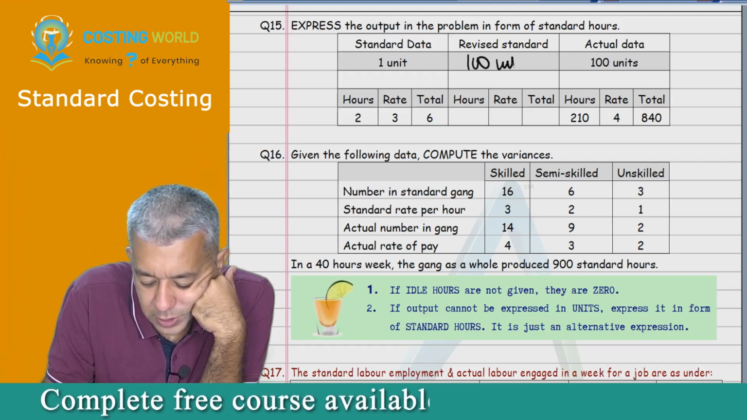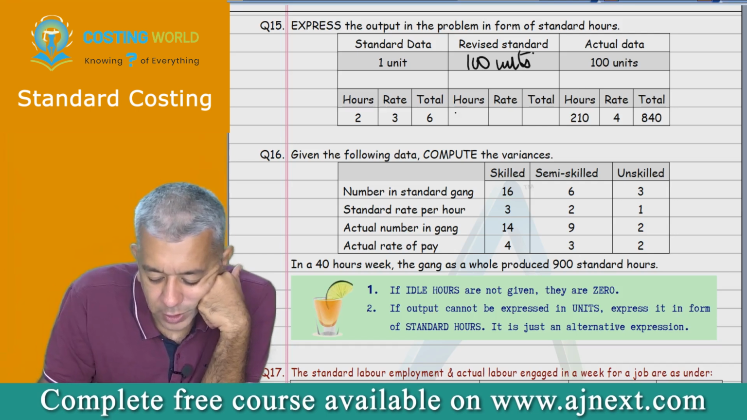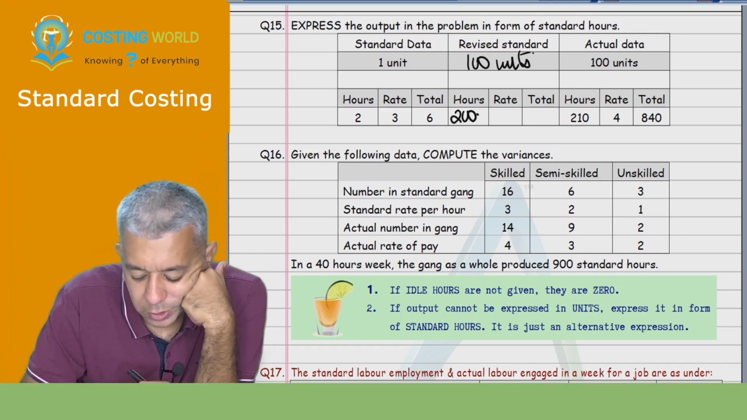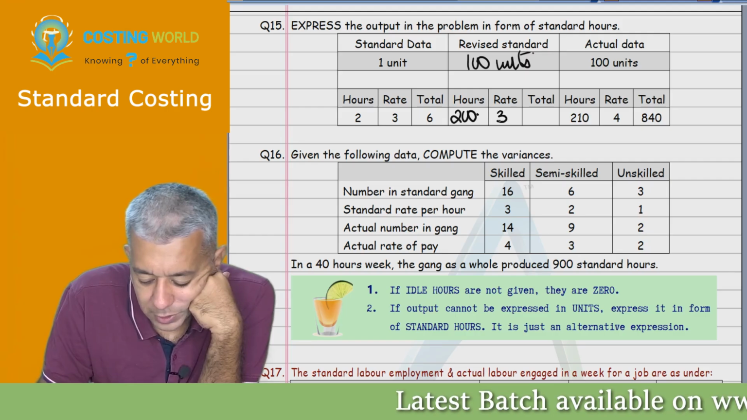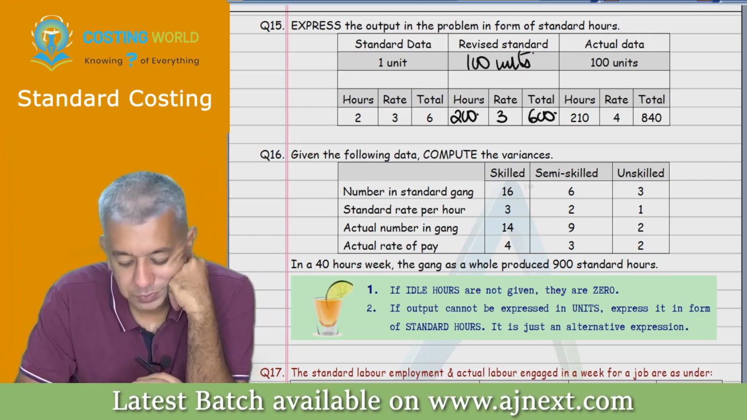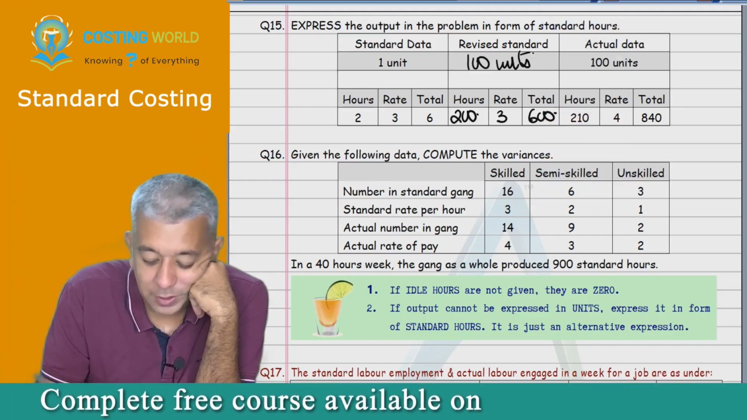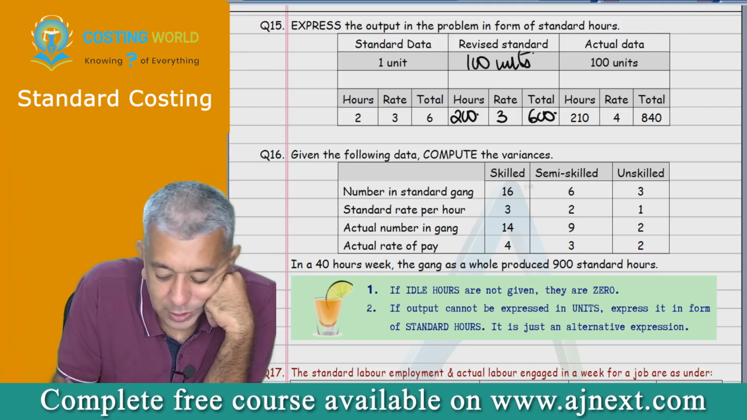And of course, start preparing the revised standard. For 1 unit, 2 hours should have been taken. So for 100 units, how many hours should have been taken? 200. To be paid at the rate of 3, that is 600. Now, what is so different in this question? Actually, nothing. But that difference will start coming right now.